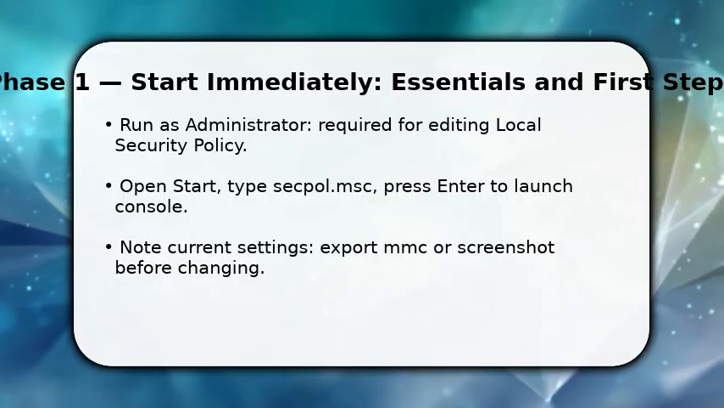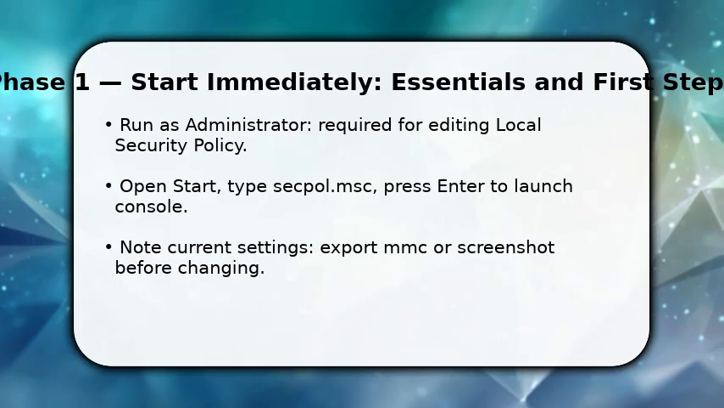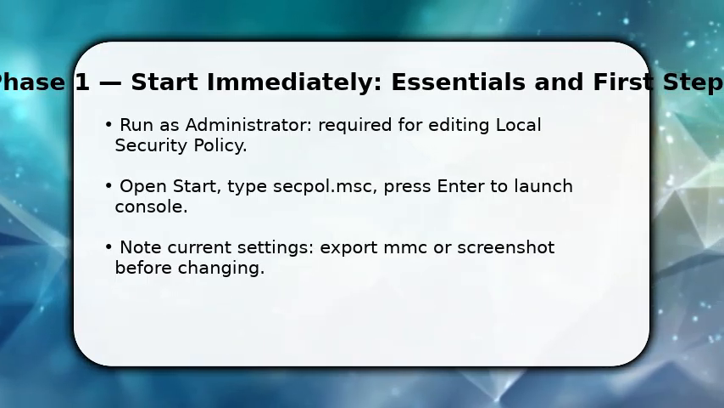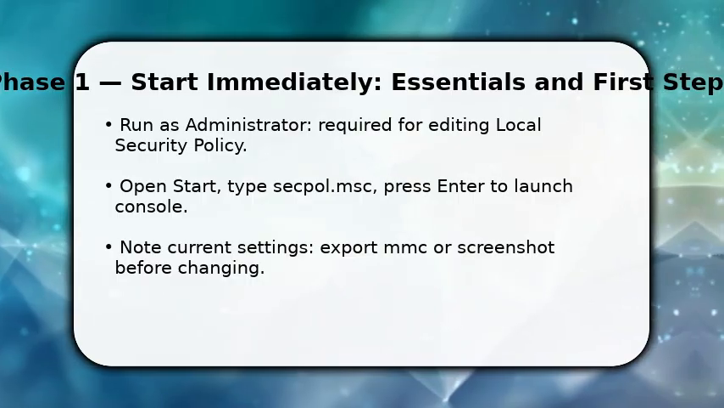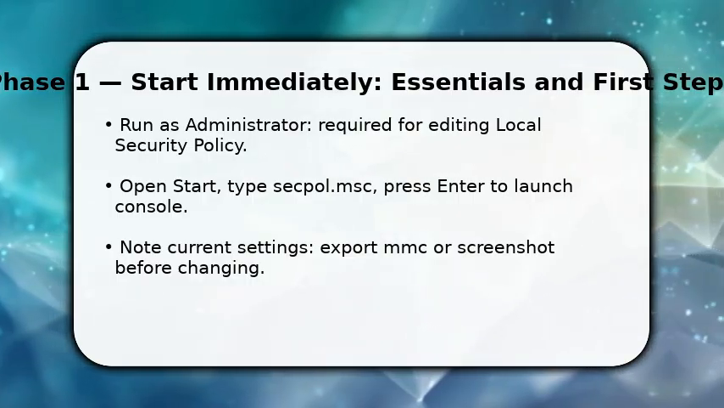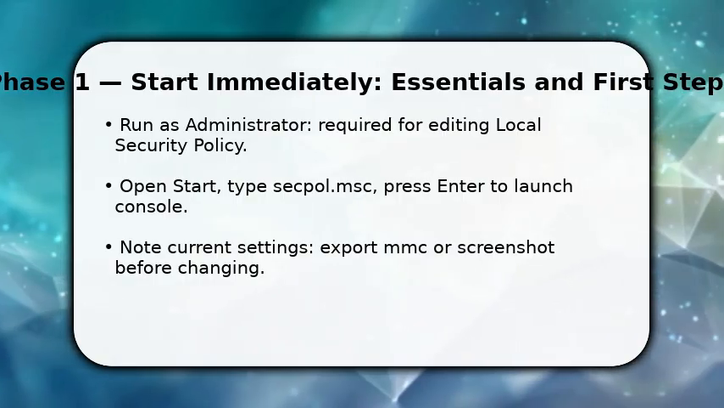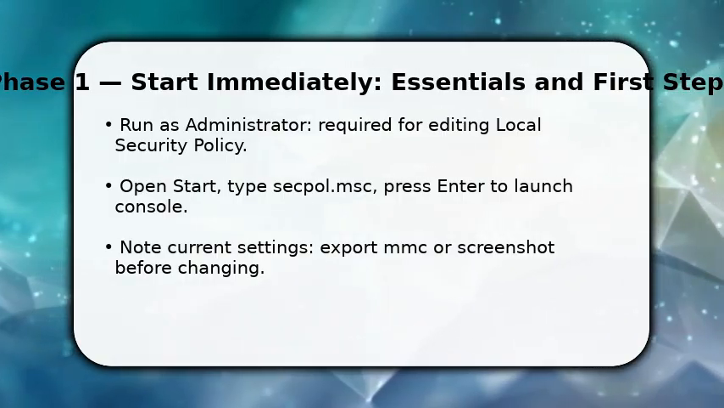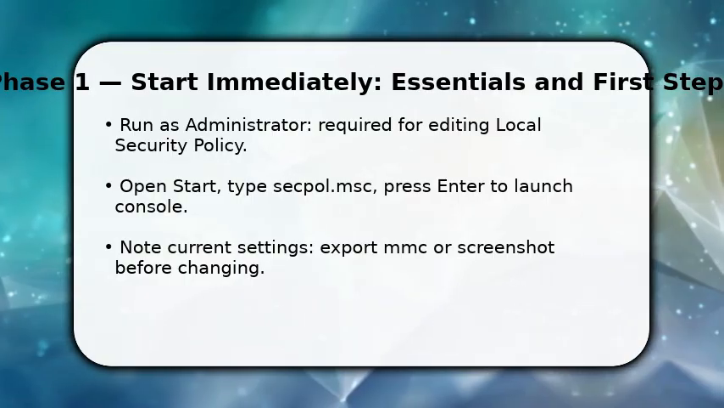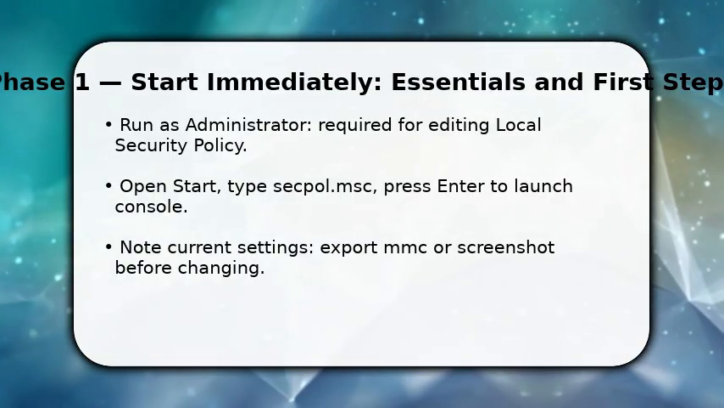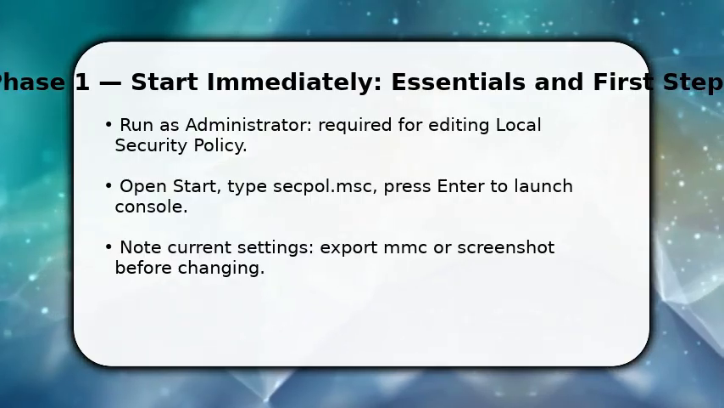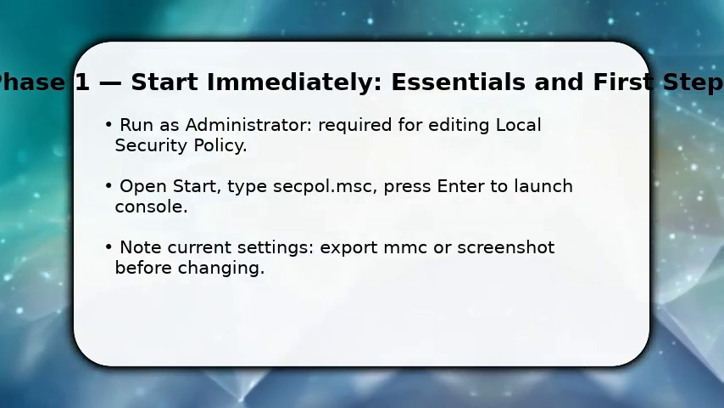You need admin rights, so run an elevated account and open Local Security Policy now. Type secpol.msc in Start and press Enter. This launches the console. Once done, inspect the current policy nodes, account policies, local policies, and advanced audit settings so you understand baseline behavior. Make sure to export or capture the existing configuration before edits. This gives you an easy rollback.